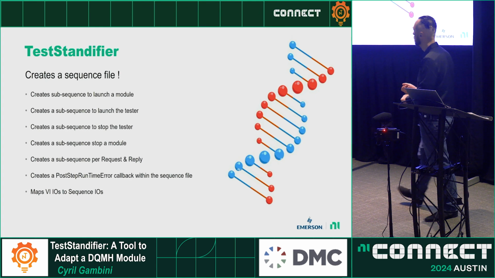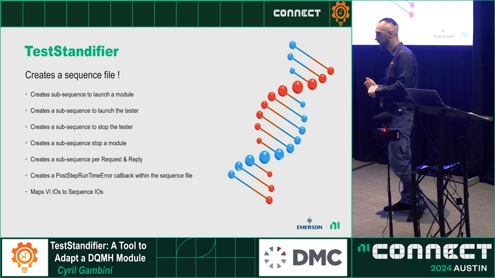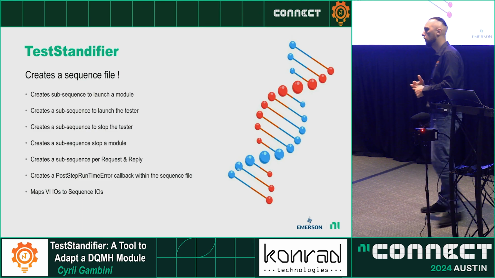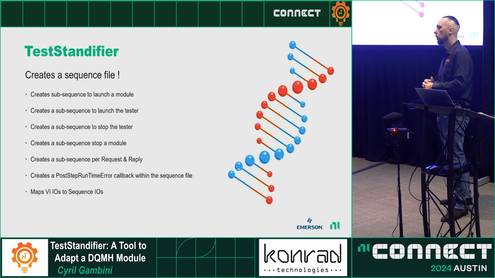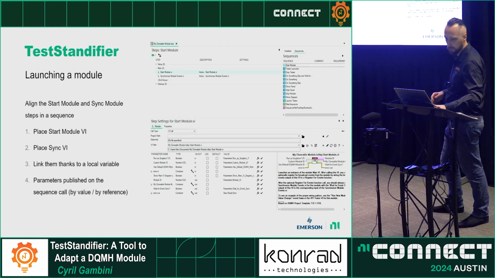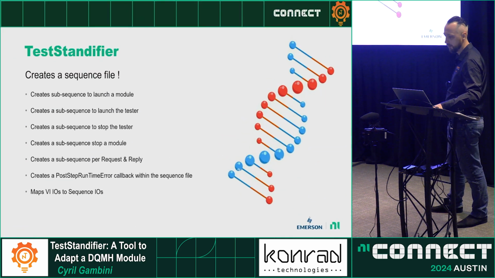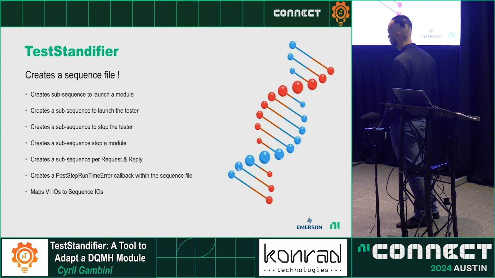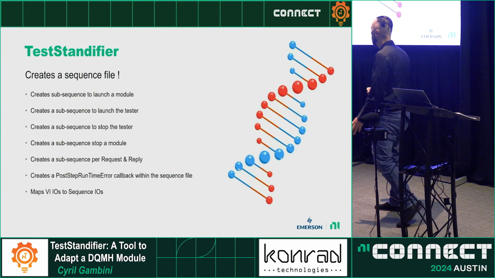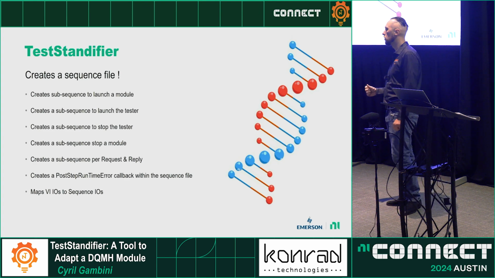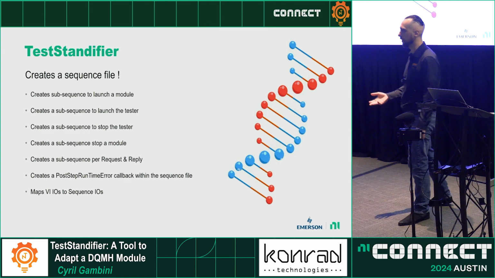You will have a subsequence to stop the module, and you will have one subsequence per request and reply. And if you remember well, I told you before that using a DQMH module in TestStand, you will have to figure out where to handle the error. It's not an easy task, actually. It will depend on your specific module, but I hardly believe that most of the errors should be handled in TestStand, actually.